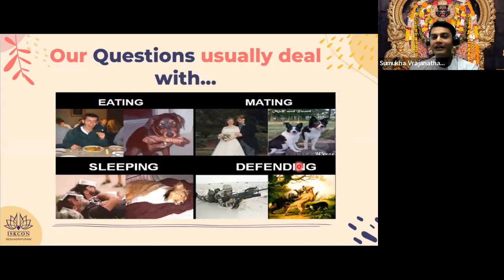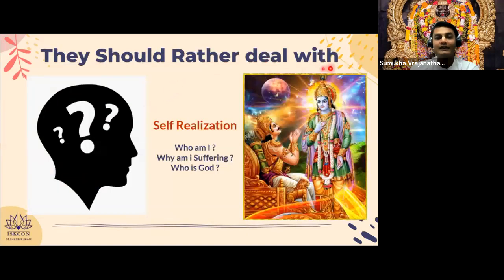And then defending is there, we are defending our country, we are defending whatever possessions we have, whether it's the phone or other things. That's how our questions generally are about these four things only. But people should rather be dealing with what the questions should be. This is self-realization. People don't think about themselves actually. So, Athato Brahma Jigyasa. There are 84 lakh species of yonis.